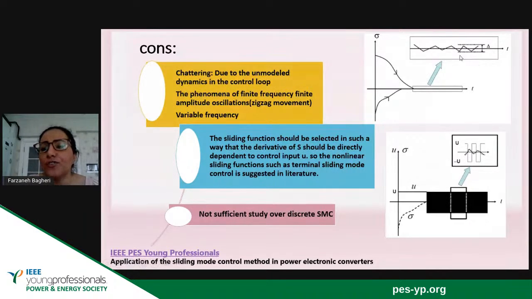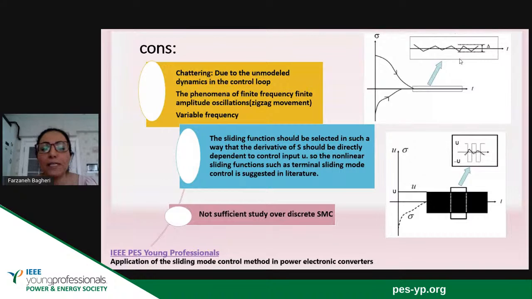It has finite frequency, finite amplitude oscillations. Why is it happening? If we have an ideal system, it will not happen. But because the mathematical modeling of the system is different from the real system, we have some unmodeled dynamics in our control loop. So we have this chattering. So why do we not like chattering? Why is it a disadvantage? Because it results in variable frequency, and variable frequency is an unwanted situation.